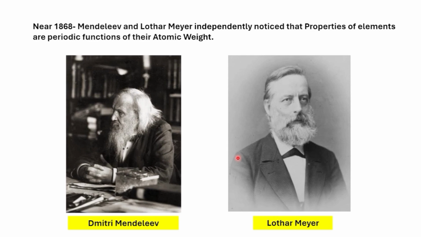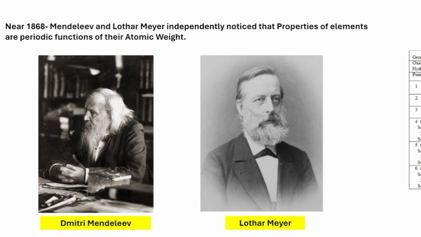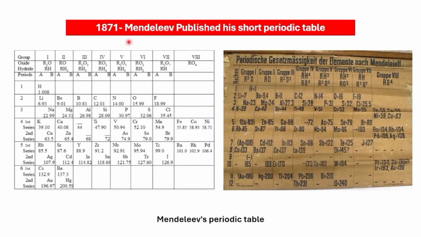So next, near 1868, Mendeleev and Lothar Meyer, these two renowned scientists, independently noticed the properties of elements are periodic functions of their atomic weight. And then they independently tried to come up with their periodic table. But Mendeleev got most of the credit, and in 1871, Mendeleev published his short periodic table.